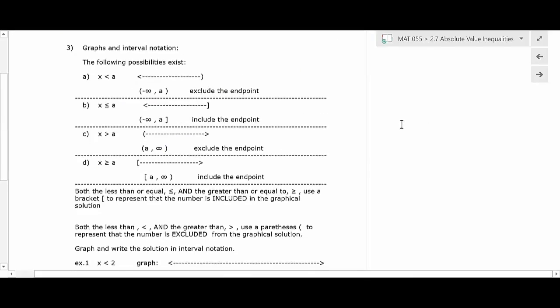Okay, so let's look and see kind of from our background what we know about not absolute value, but just basic inequalities. And I want to kind of look at what I want to show you on this. These are the possibilities. So if you have something like x is less than a, I'll give you an example, like x is less than 2.